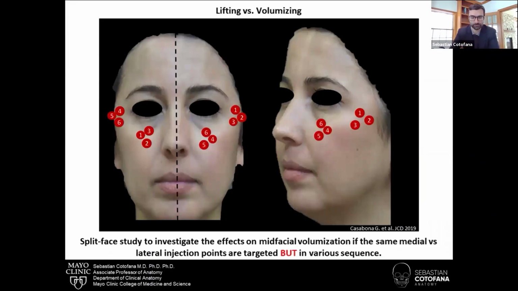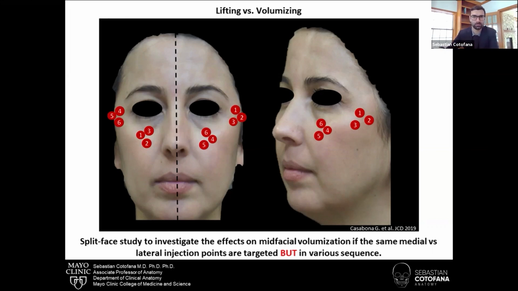For this, we did a study with a dear colleague of mine who lives in Spain, and her name is Gabriela Casabona. And Gabi did a very nice study because she injected the same patients but different left and right. It was a split face study, but what she did between the left and the right side was that she injected the same injection points but a different sequence. On one side of the face, she started to inject first lateral and then medial, and on the other side she injected first medial and then lateral. Kind of just same points, different sequence.